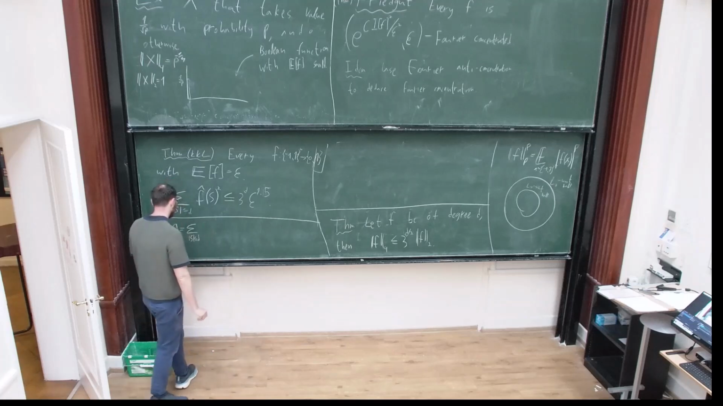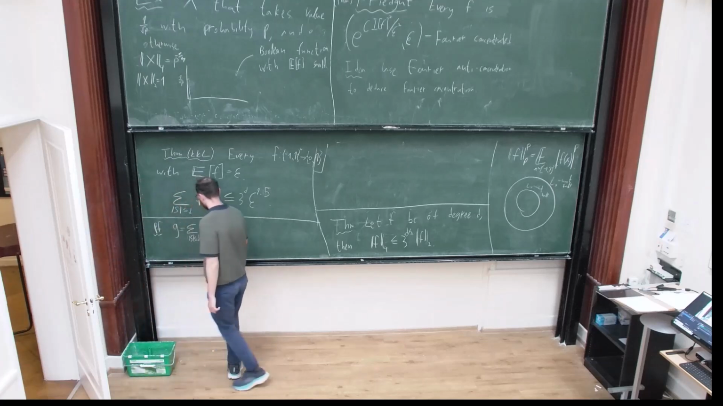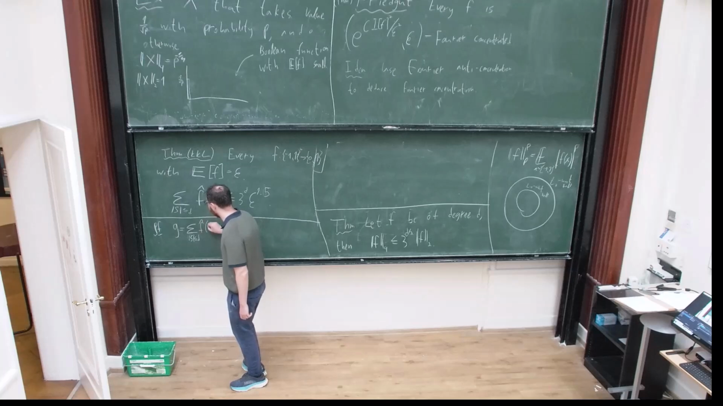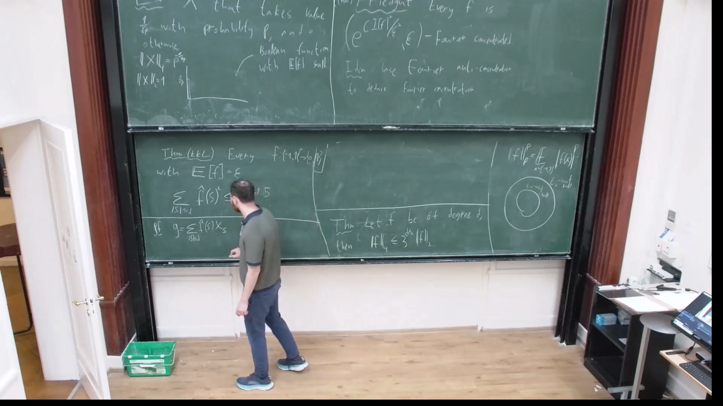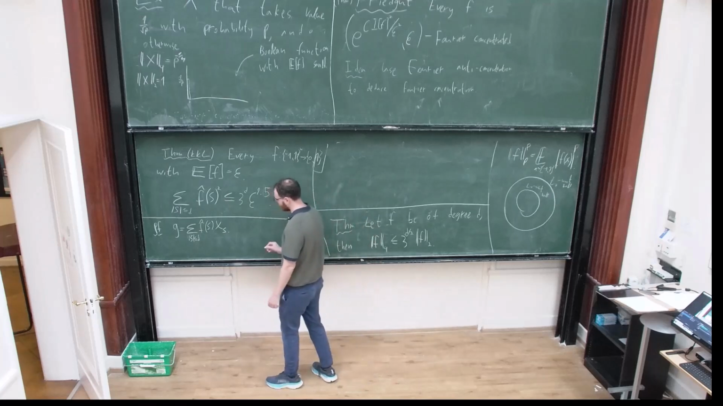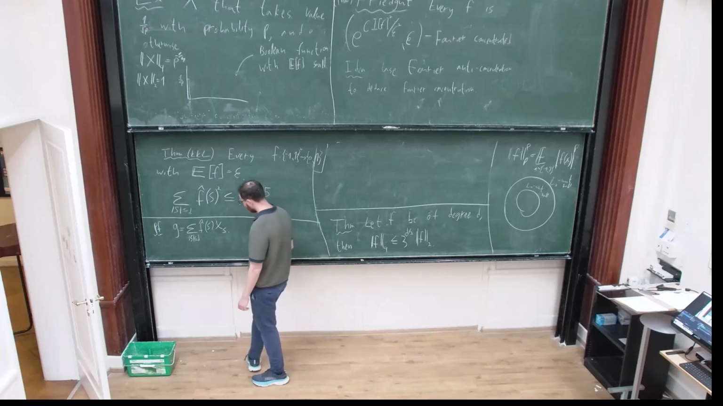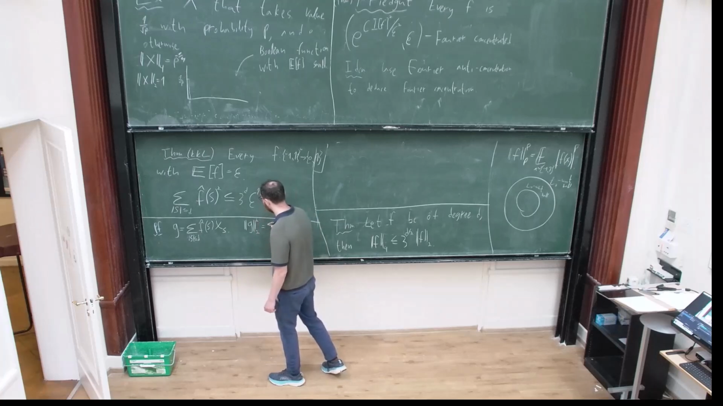Okay, so we're going to take g to be the low degree part of the function. So it's the sum of f-hat(S) chi_S over all small sets S. And we basically want to upper bound the L2 norm of g. So this is the sum over small S of f-hat(S) squared.